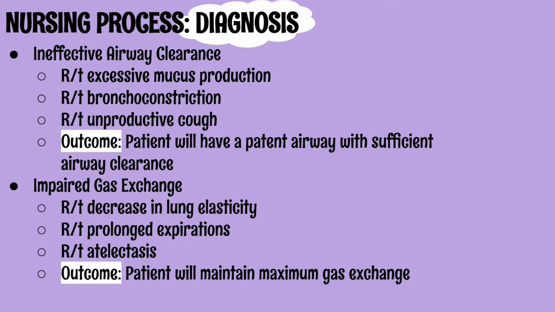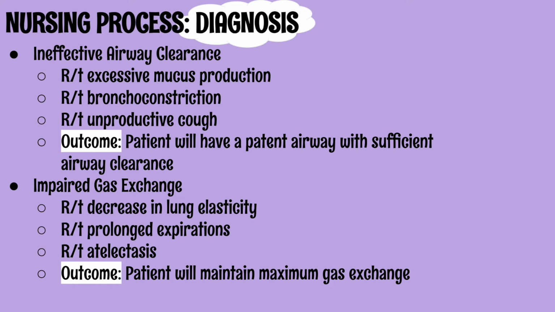Some of the most common nursing diagnoses for the client with emphysema are ineffective airway clearance and impaired gas exchange. Of course, ineffective airway clearance is going to be the most important diagnosis of the two, because without an airway, we have no patient. So airway is always going to be priority, then breathing, then circulation. Our plan is that our patient will have a patent airway with sufficient airway clearance and that they will maintain gas exchange. But keep in mind that your planned outcomes should always be realistic and individualized for that patient.